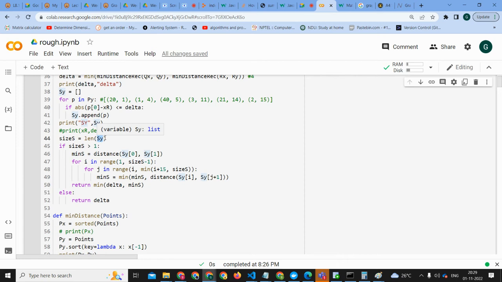SY of 0 is the lowermost point, and the next point will be above it. Yes, that's what Nikhil pointed out. We are trying to find out the distance of the 2 points, the lowest point and the next lowest point. Okay, so for i in range of 1 comma size of S minus 1. Okay, fine.